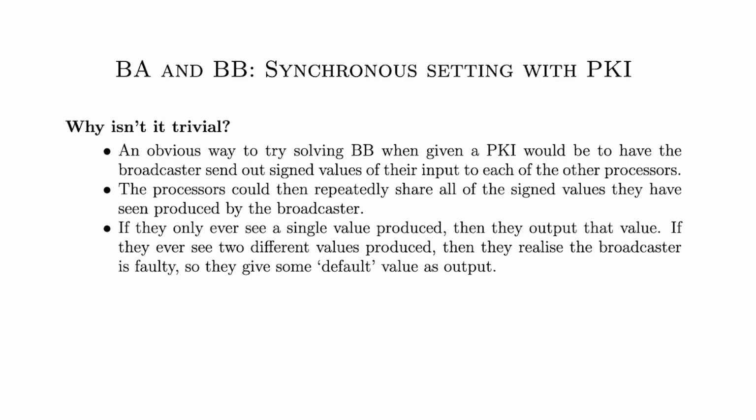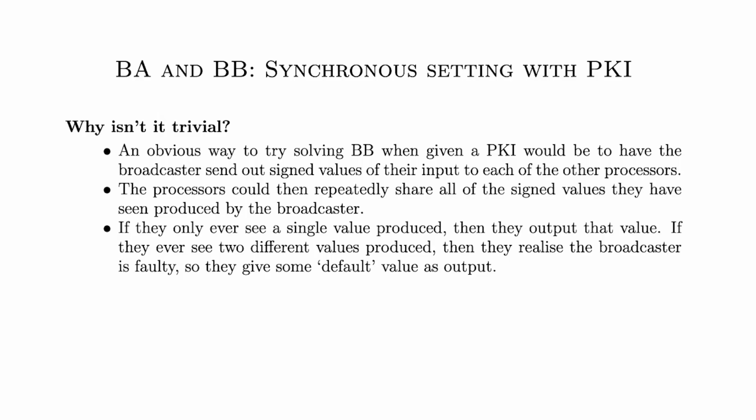On the other hand, if they see two different values being produced, then they realize the broadcaster is faulty, because an honest, non-faulty broadcaster wouldn't send out two different signed versions of their initial value, right? So in that case, they know that the broadcaster is faulty, so all they've got to do is agree on some value. It doesn't have to be their value. So in that case, they just get some default value as their output. Okay? That would be the idea, right? This doesn't work, but, yeah.